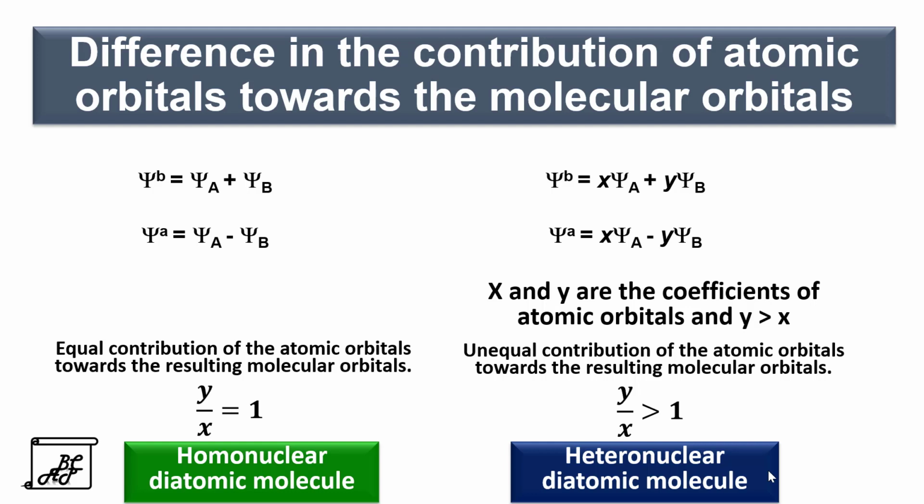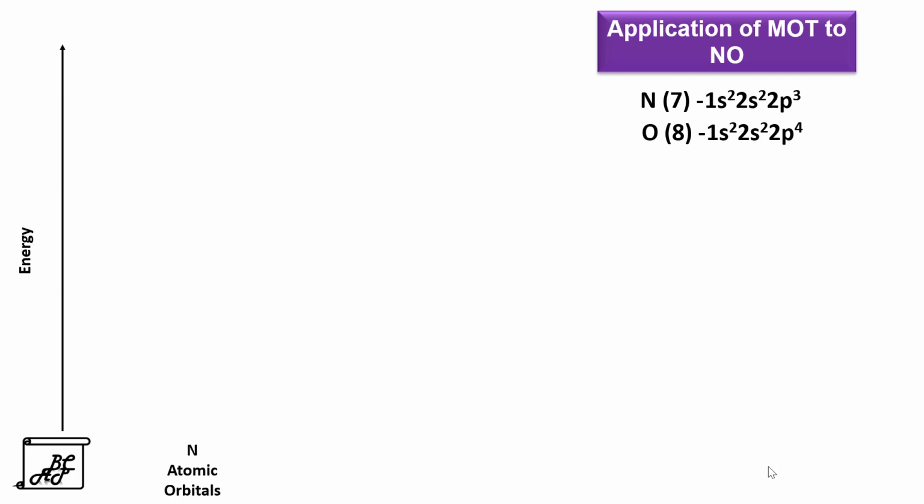Let's apply molecular orbital theory to the nitric oxide molecule. In a nitric oxide molecule, there is a nitrogen atom and an oxygen atom. Nitrogen, atomic number 7, electronic configuration 1s2, 2s2, 2p3. Oxygen, atomic number 8, electronic configuration 1s2, 2s2, 2p4. On the left hand side we will plot energy and nitrogen atomic orbitals. The right hand side will have oxygen atomic orbitals, and at the center we will have nitric oxide molecular orbitals.